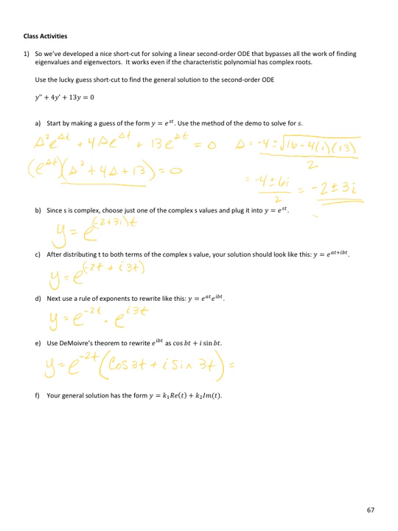Distribute my e to the negative 2t, and I get e to the negative 2t cosine 3t, which is real, plus i times e to the negative 2t sine 3t, which is imaginary. So this is y real, this is y imaginary, and the general solution is a linear combination of those. So I have k1 e to the negative 2t cosine 3t plus k2 e to the negative 2t sine 3t.